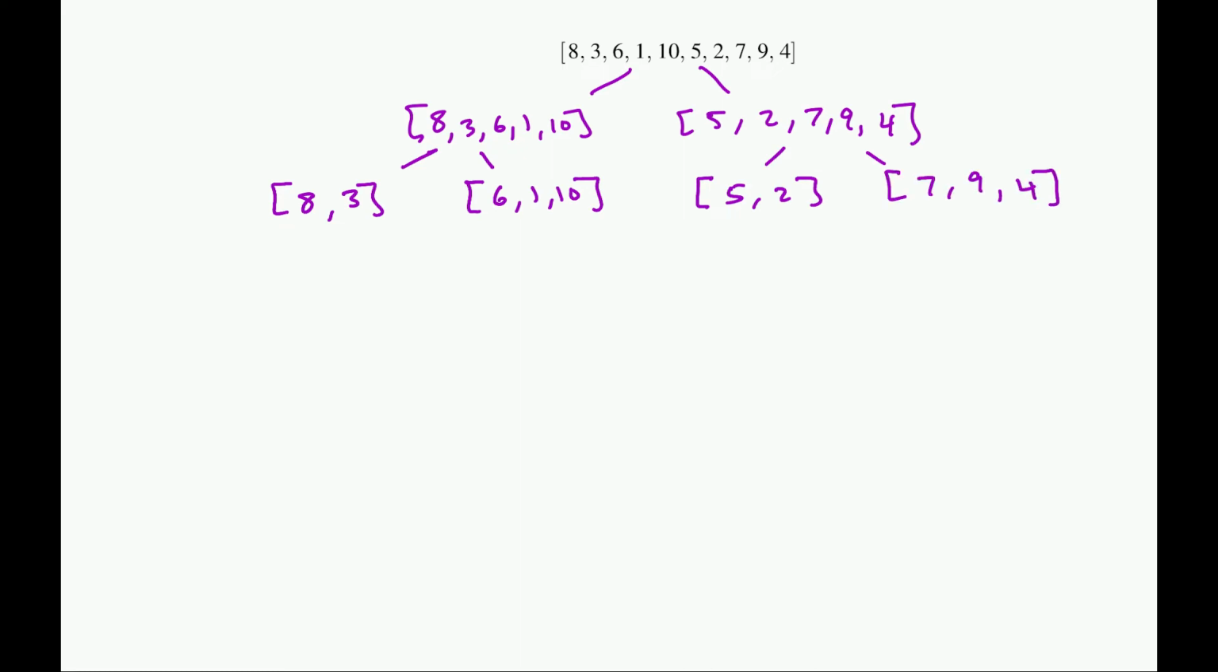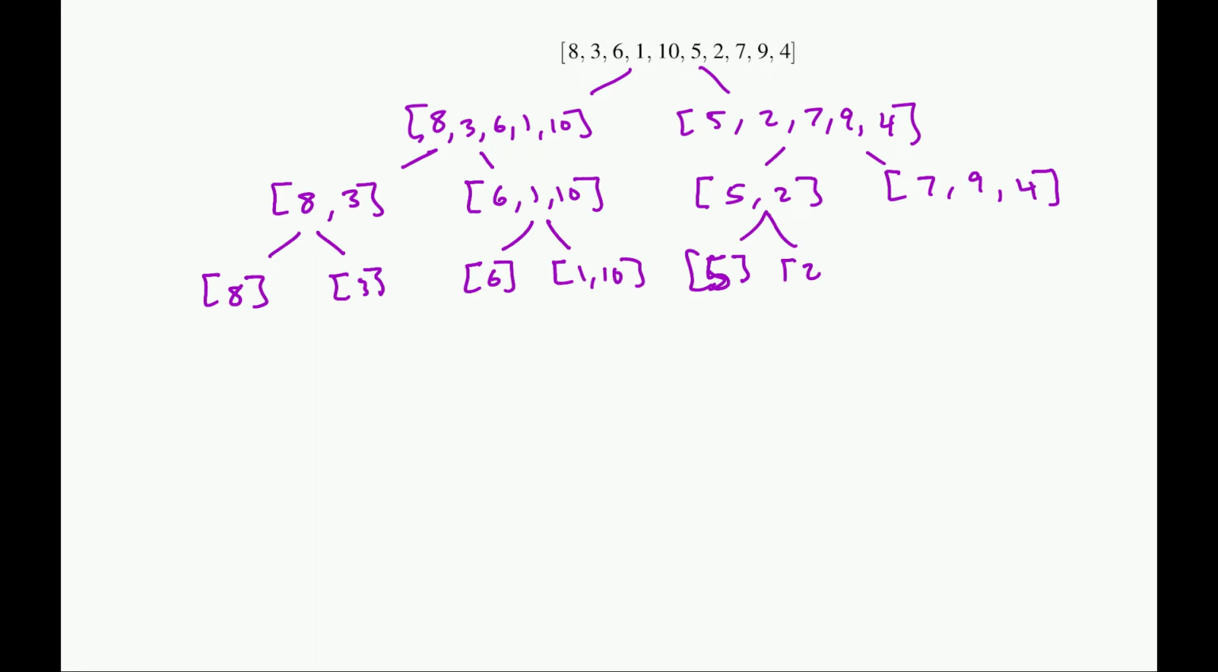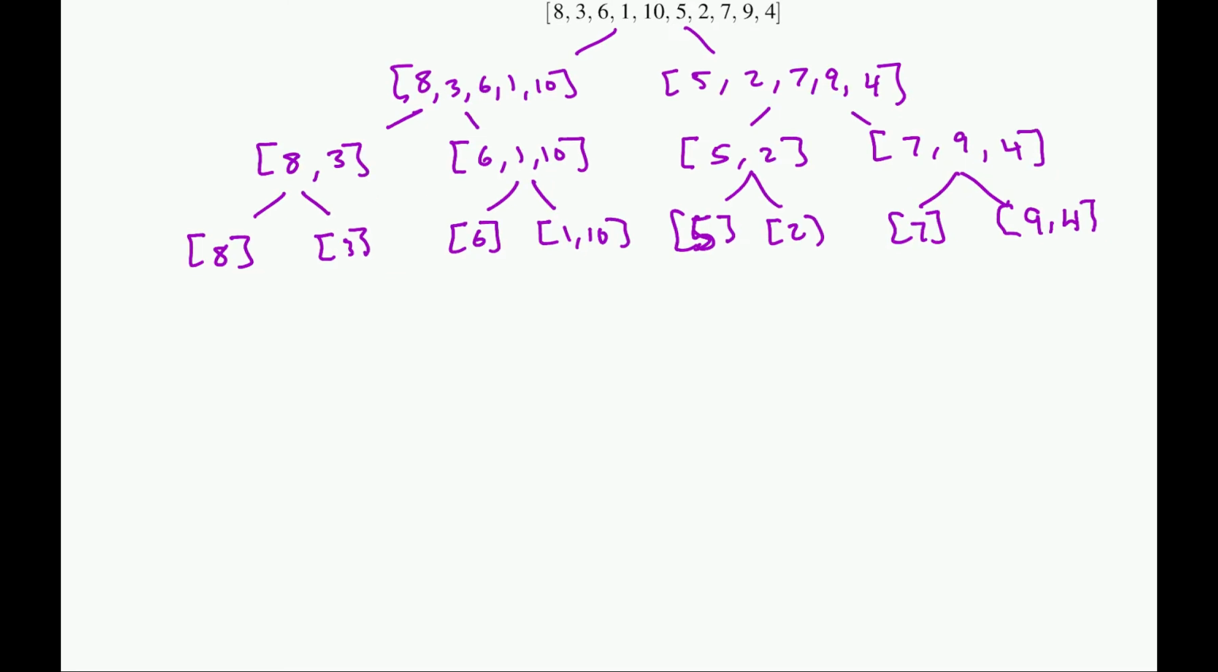Right? So split it again. Each one: 8, 3, 6, 1, 10. We got a 5. We got a 2. We have a 7, 9, and 4. Now, you have to keep splitting the lists until things are down to a list of size 1. So a lot of these are already done, right?